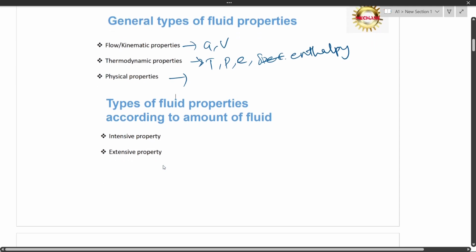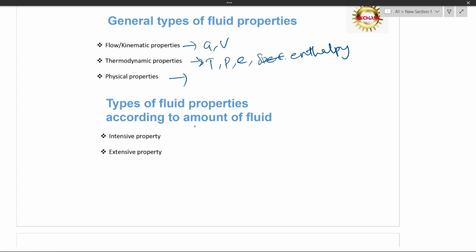And further we can classify the fluid properties into two more major categories. These categories are about the amount of fluid. If a fluid property depends on the amount of fluid, that's an extensive property. If a fluid property doesn't depend on the amount of fluid, that's an intensive property.